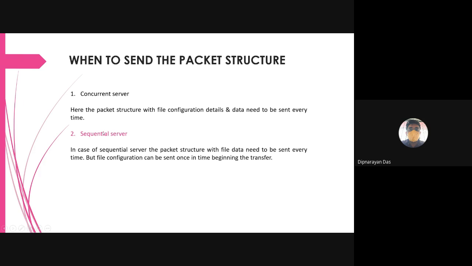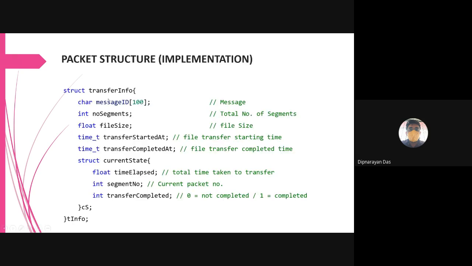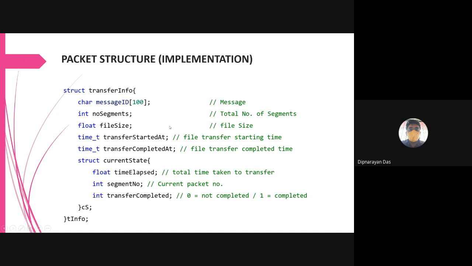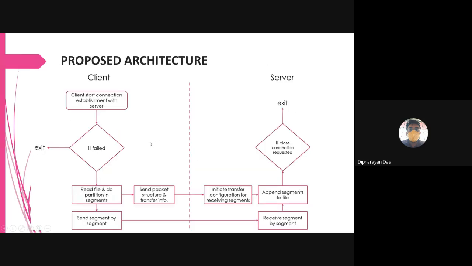But for the sequential server, when a transfer starts for file A, until the transfer is completed for file A, file B will not be transferred. So we don't need to send this packet structure every time in the communication. We just need to send it the first time. So here I implemented the sequential server. For a concurrent server, we just have to send this multiple times. That's the difference.